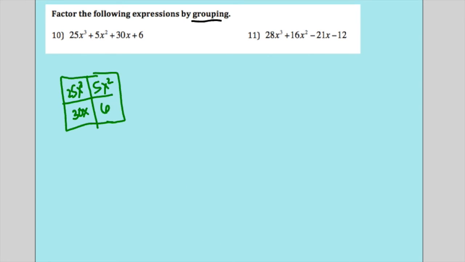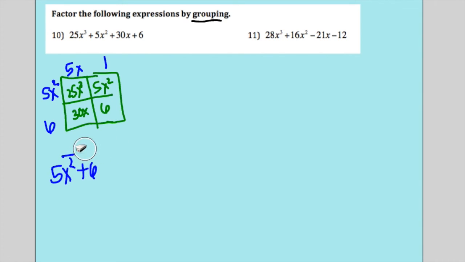So now what I do is go ahead and look and say, well, what can I take out of both of these? They're both divisible by a 5x squared. And if I look here, they're both divisible by 6. Okay. Then I would look up and down, and I would say 25 and 30, both divisible by 5. And then I can also take just an x out of this one. Here I look, I can't take anything out, but you can always take out essentially a 1. So if I wanted to factor this one using the box method, it would be 5x squared plus 6.